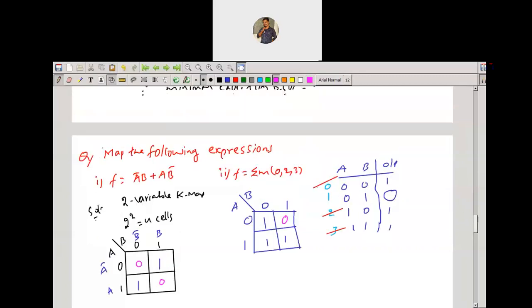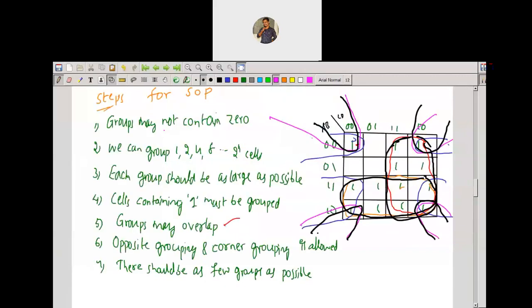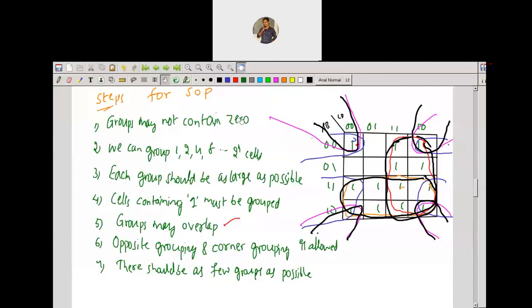So it is about SOP. For example, if you want to do the K-map simplification for POS, the steps are the same steps. You're going to use the same step, but in place of zeros, just replace with the 1. Replace 0 with the 1 and 1s with the zeros. Then you're going to get the same simplifications here. In the POS, rows may not contain ones. And coming to the fourth point, cells containing 0 must be grouped. Cells containing 0 must be grouped. So there is a change in the POS simplification. Everything is the same.